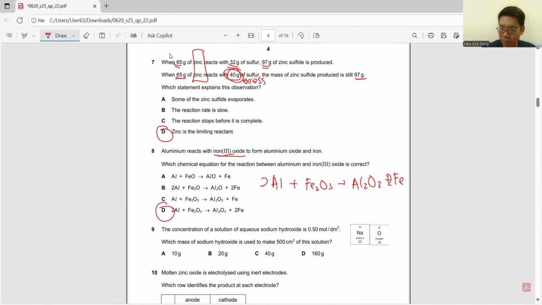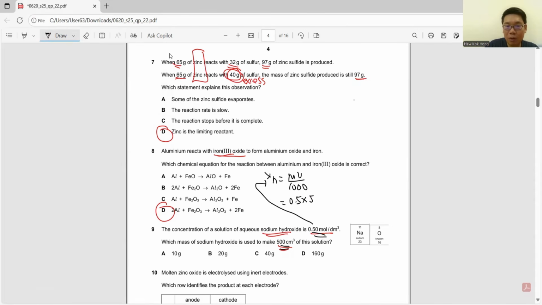Number 9. The concentration of a solution of aqueous NaOH is 0.5 mol per dm cube. Which mass of sodium hydroxide is used to make 500 cm cube of this solution? Here we need to use some formula. We know that they give you concentration and volume. Then we can use this to find the number of mole. Concentration 0.5. Volume is 500. So you get the number of mole is 0.25.